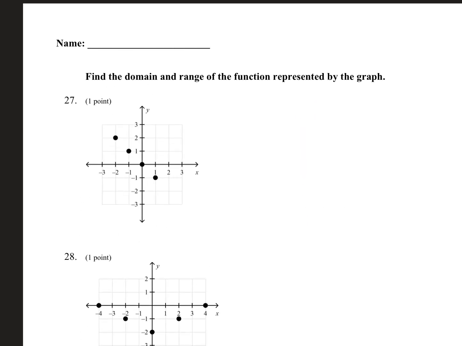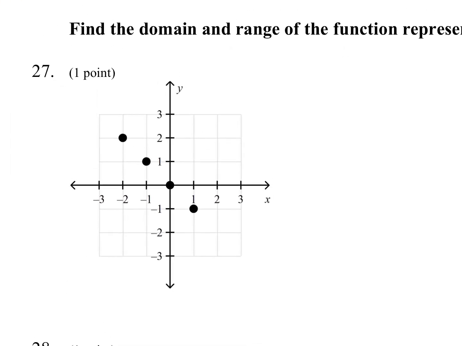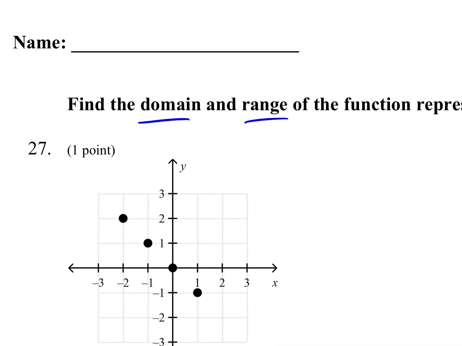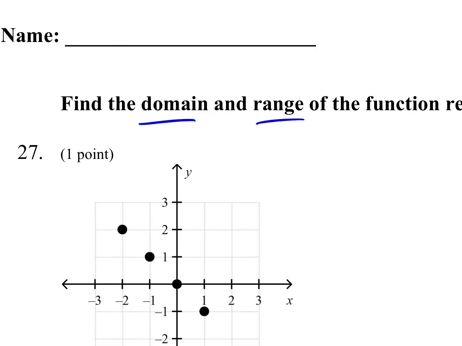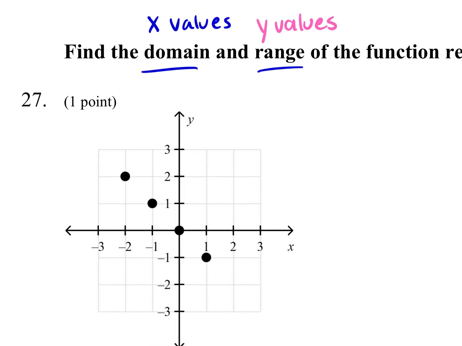For 27, we want to find the domain and range of the function represented by the graph. So the domain and range. Domain talks about what type of values? X values. And the range is the Y values. So for my points here, I want to list my X values for the domain and the Y values for the range. So for my domain, I'm going to write my coordinate points.